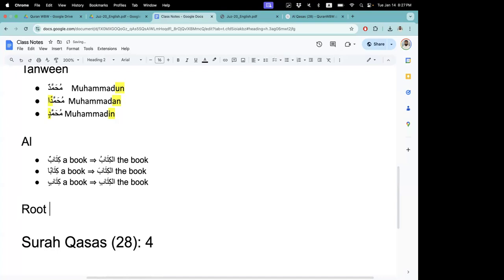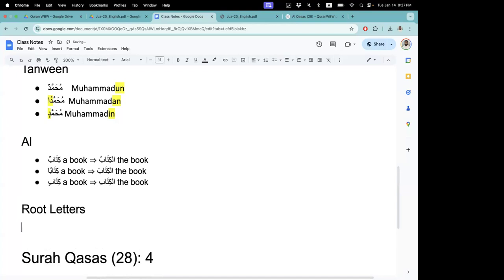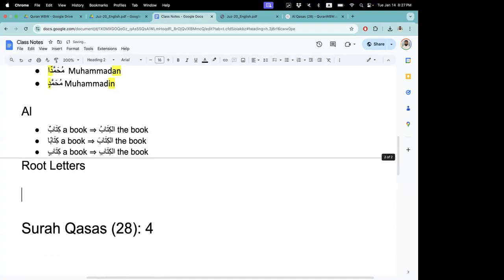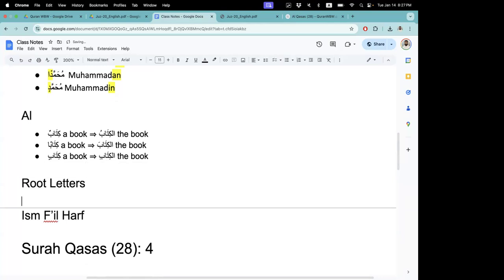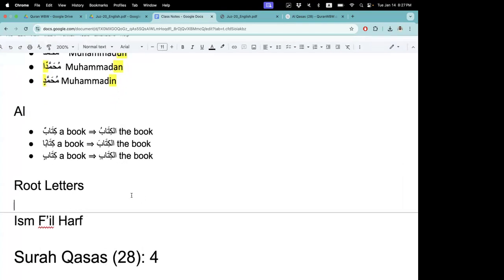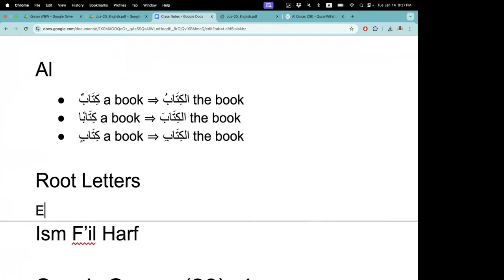The concept of root letters. I'm going to talk about that first, and also I'm going to talk about the ism, fi'il, harf. Right? We spoke about those 2 things. I just want to make sure everybody's on the same page. Root letters, if you remember, were as follows. Let's put it this way.